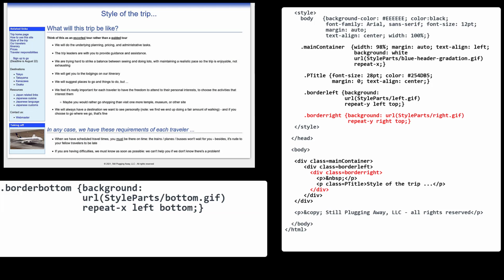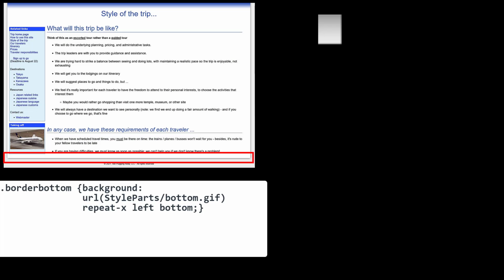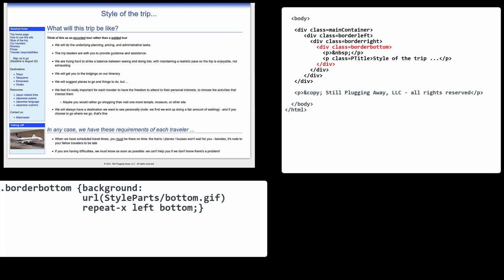Now clearly we need a bottom border, so we add .border bottom background URL styleparts/bottom.gif, repeat X, left, bottom. So bottom.gif is an image 7 pixels by 9 pixels, shading from bottom to top, light gray to medium gray. Notice we use repeat X, that is, repeat horizontal. And of course, we now embed a div for border bottom within border right.